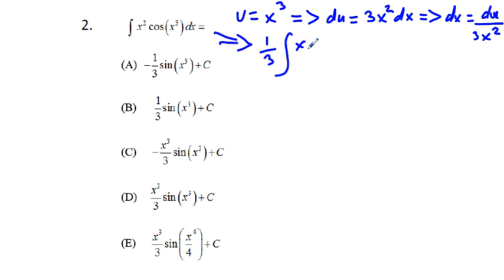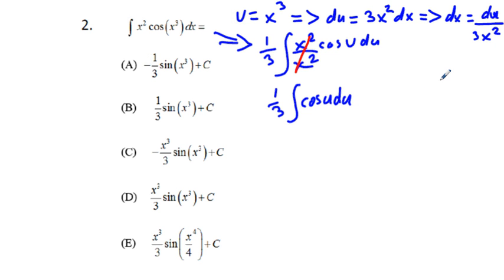And we have x squared cosine, and we're going to replace that with u. So cosine u, and we have du, and we already have over 3x squared, so we have x squared right here. So right now we've crossed out x squared over x squared. So all we have left is 1/3 cosine u du.